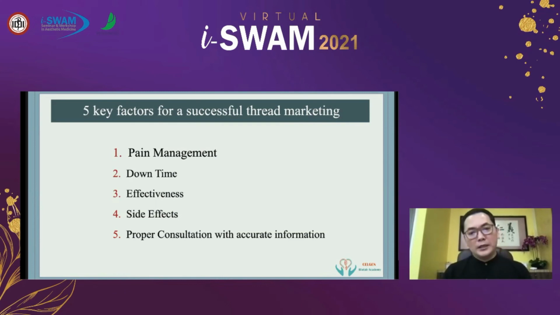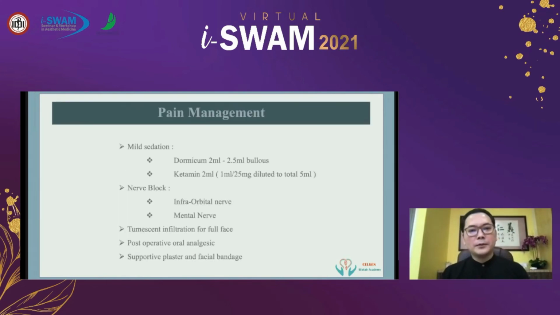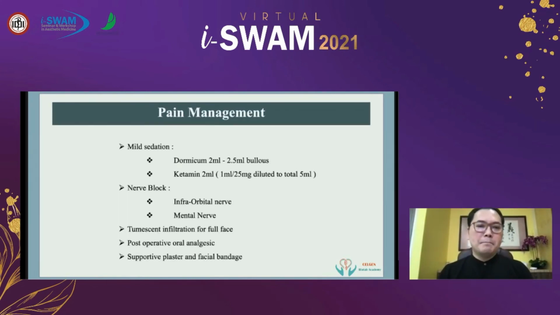The result only lasts for about 6 weeks. So in a proper consultation, always tell them what the so-called immediate effect is, and what we are expecting for the later part. A proper consultation is very important to make sure your thread practice keeps getting better and better. Okay.